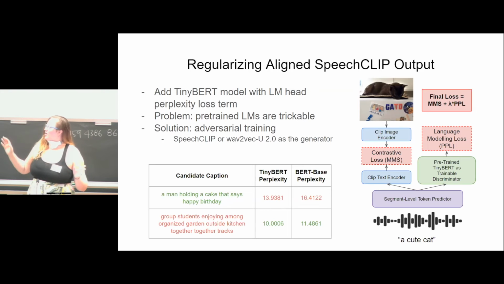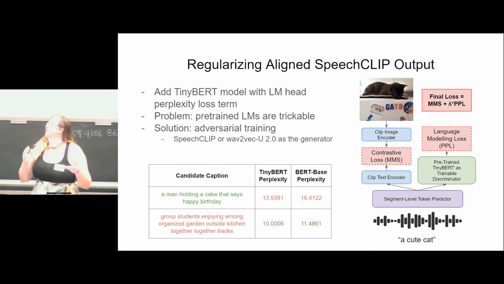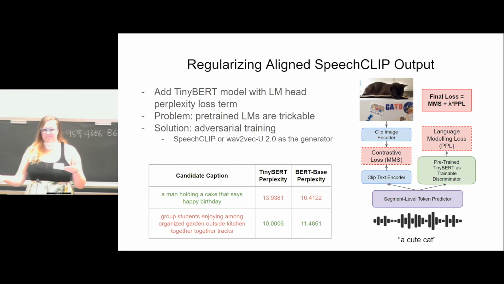So in order to address this, we need to have the language modeling loss term be adaptable to what our model is learning. And we can do that with adversarial training. One approach is to let the pre-trained TinyBERT be trainable so that it functions as a discriminator. The rest of the model functions as a generator. But we also have all these people at the conference who are doing great work working with Wave2Vec 2.0, which is already doing adversarial training.